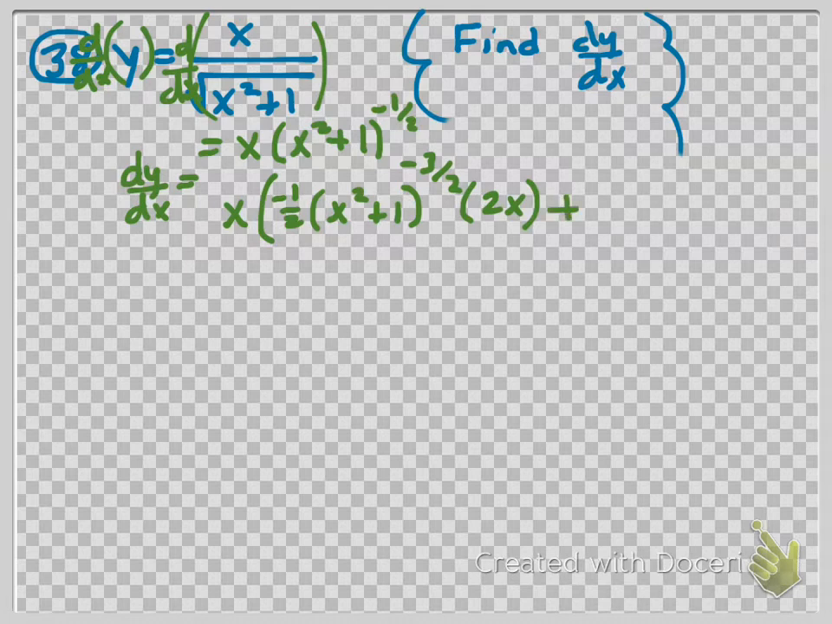Plus x squared plus 1 to the negative 1. No, not 1, right? Because we're taking the derivative of the x because we kept the x on the first one. Yes? Okay. So times x squared plus 1 to the negative 1/2.